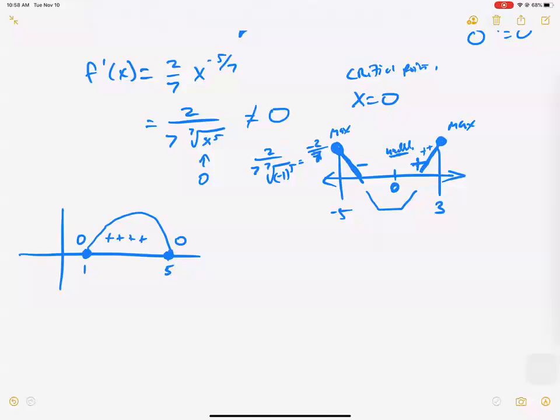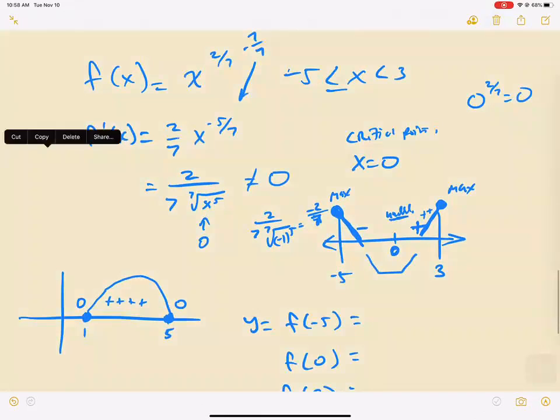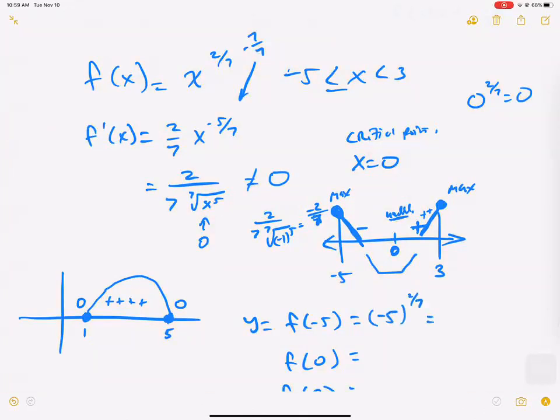So we actually only have 3 points to compare. We have f at -5, f at 0, and f at 3. What are the y values? We only have to compare 3 points, and we're looking for the actual y value. We use the derivative to find out what's special, whether it's going to be a max or min, but then we have to compare. So at negative 5, our original function up here is negative 5 to the 2 over 7, which, since squaring gets rid of the negative sign, is 5 to the 2 over 7.